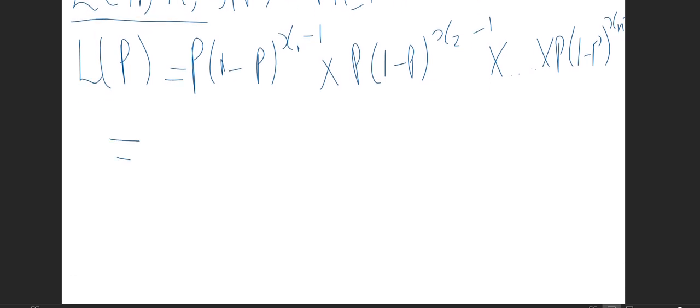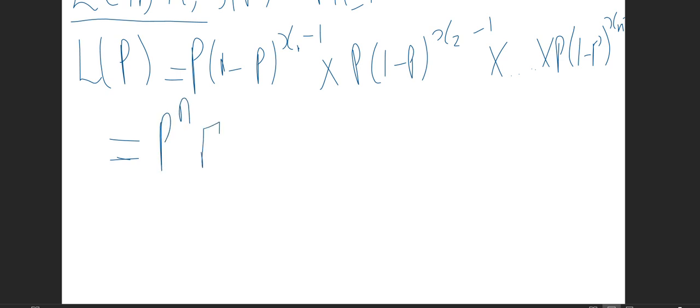Now this is going to be p times p times p, so by laws of exponents we are going to add the exponents. So it's going to be p to the 1 plus 1 plus 1 up until n. Now that is going to be p raised to the exponent of n.